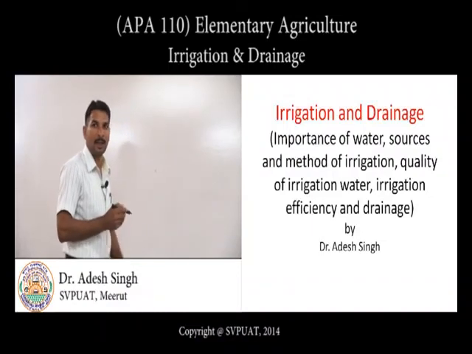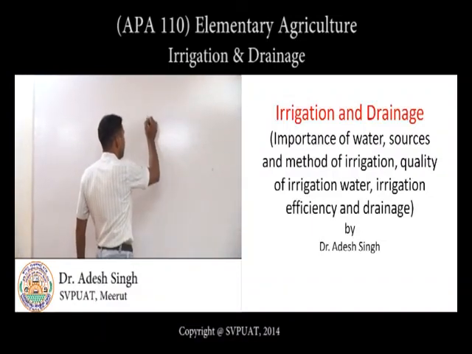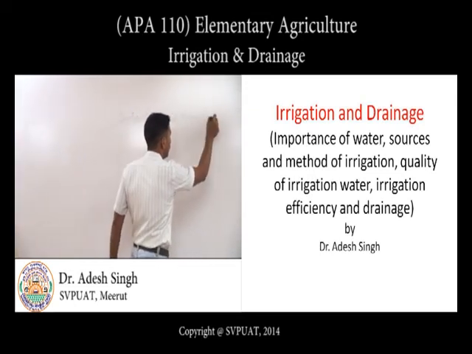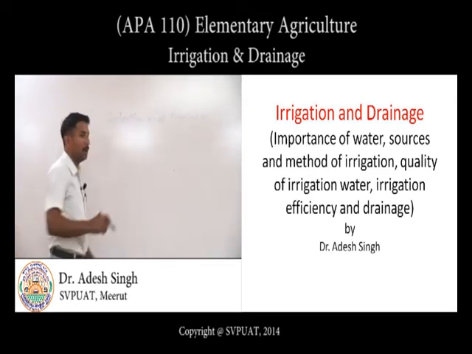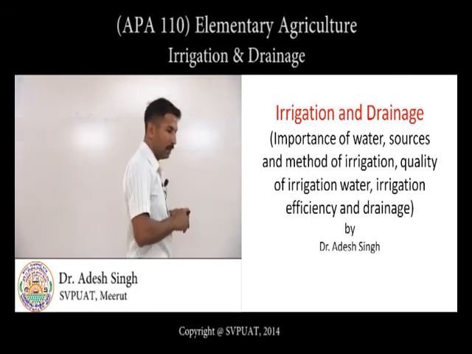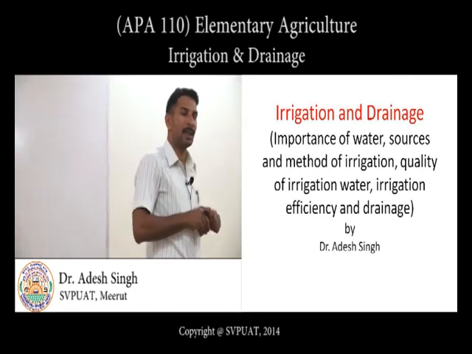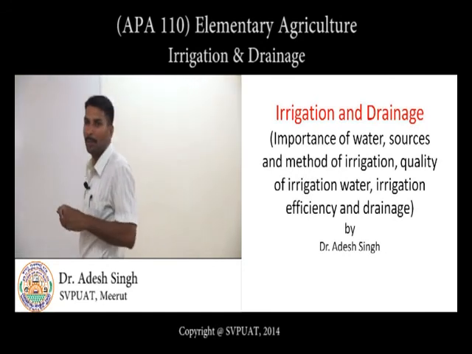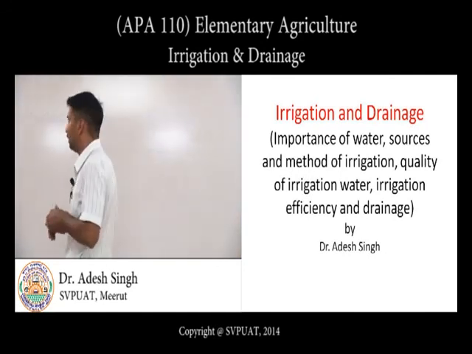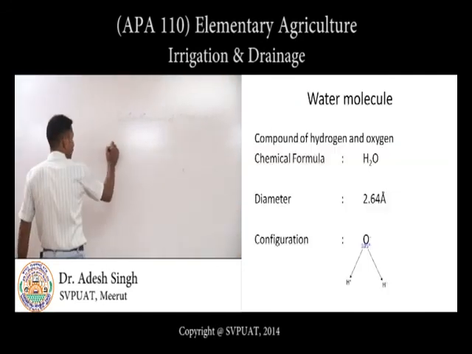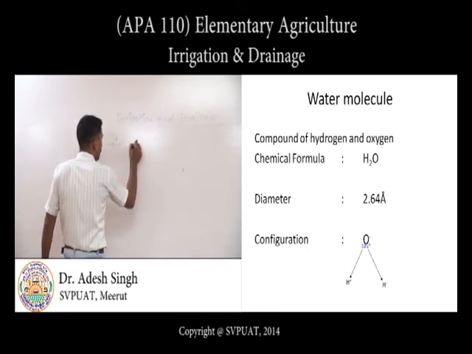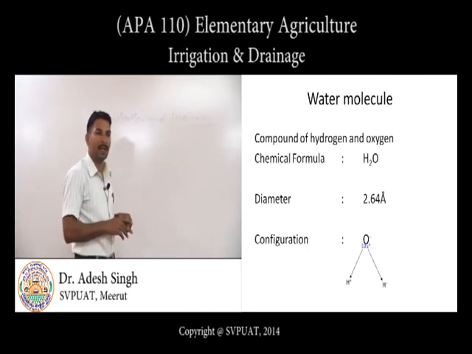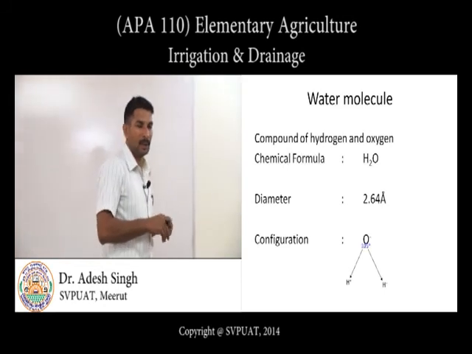So today we will start the new chapter, that is irrigation and drainage. So before starting, the first and the foremost important resource is the water. So what are the important roles of the water in plant life? We will discuss one by one.